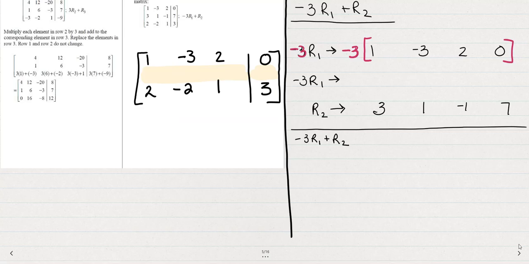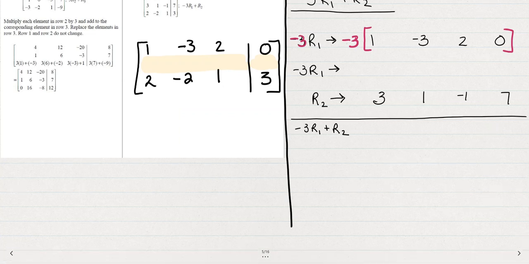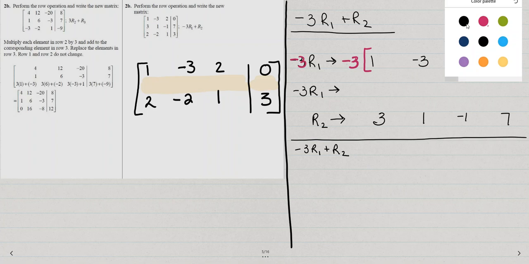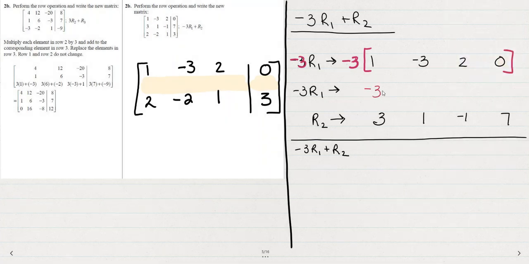Let's look at another example. Perform the row operation and write the new matrix. We're going to do negative 3 times row 1 and then add that to row 2. Here's how I'm going to show it. Negative 3 times row 1 is negative 3 times 1, negative 3, 2, and 0. So what that negative 3 times row 1 would look like is negative 3, positive 9, negative 6, and 0.